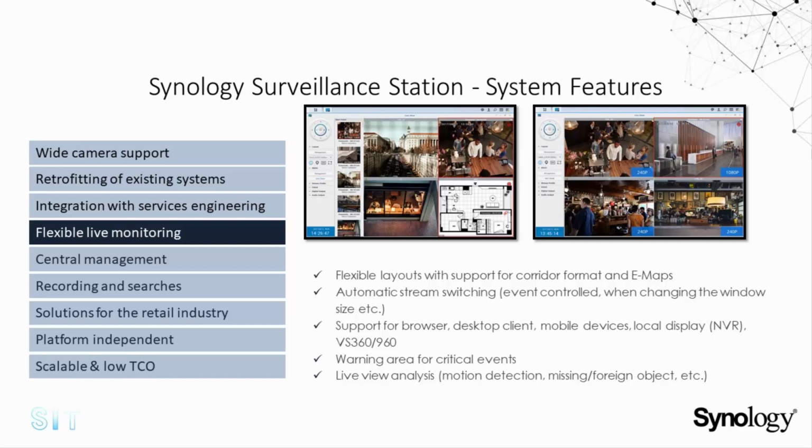The VS960 HD, on the other hand, can playback up to 96 streams in 720p at 10 frames per second, using two HDMI ports, of which one also supports 4K monitors. However, we will go into more detail about Synology's special video surveillance devices at the end of the video.